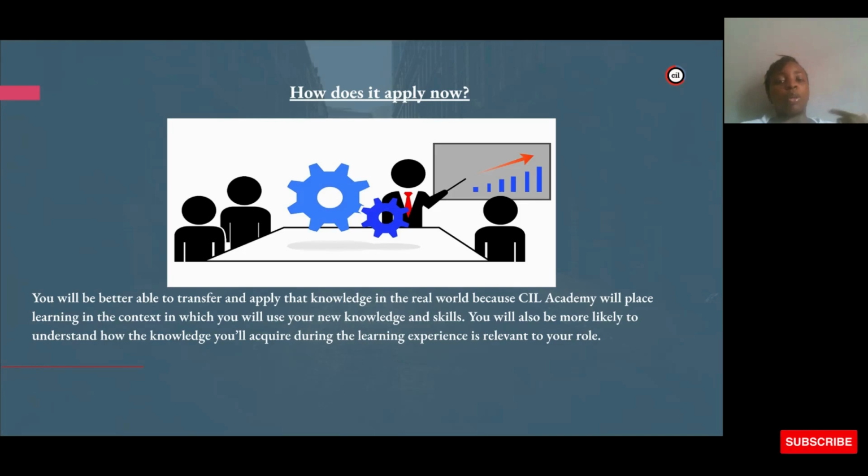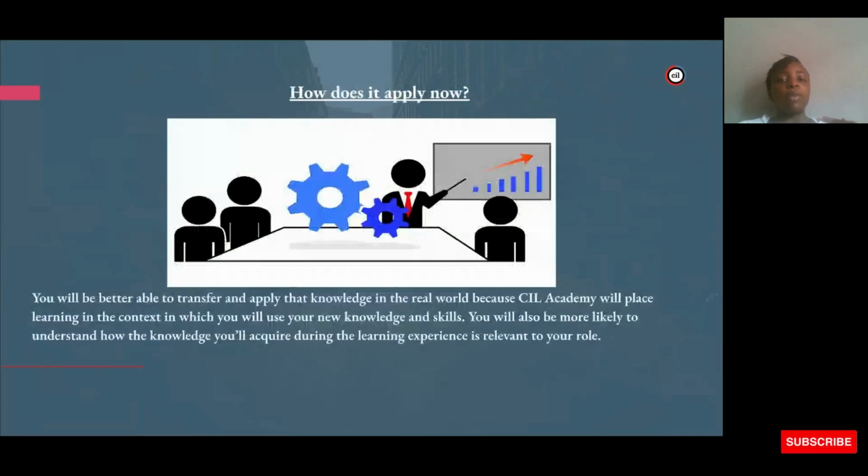So we want to go beyond just learning in the classroom, and we want you to be able to put in practice those skills and that knowledge that you acquire during the internship. We want you to be able to apply it in your real life experiences.